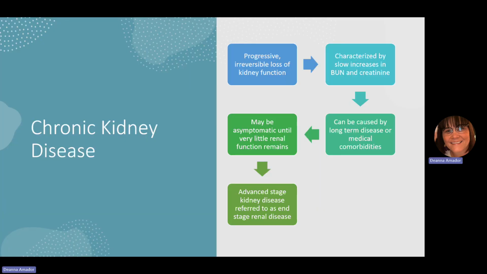Okay, let's go into chronic kidney disease. This is a progressive, irreversible loss of kidney function. It's pretty much characterized by a slow increase in BUN and creatinine. A lot of times there won't be any symptoms at first until the process is so far advanced that there's very little renal function remaining.